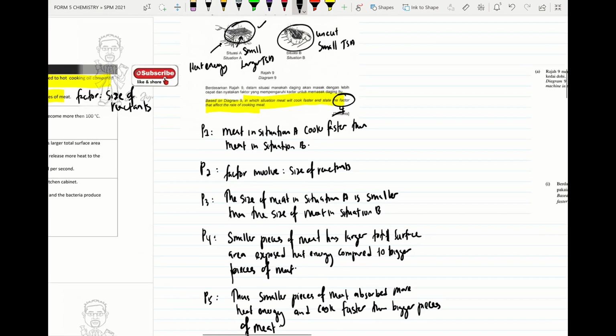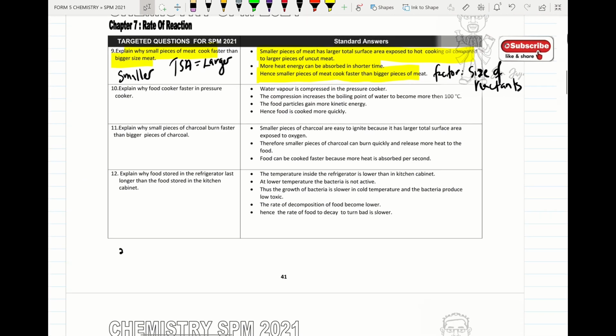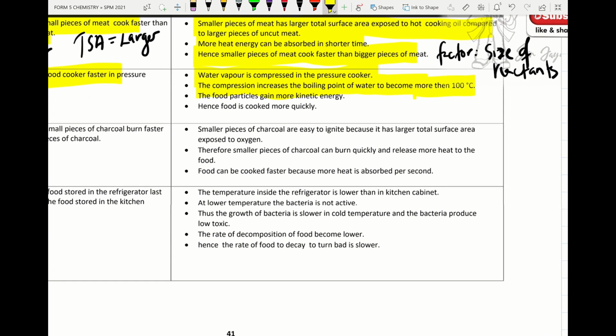All right, so we move on to the next question. Explain why the food in a pressure cooker cooks faster. Because the water vapor is compressed in the pressure cooker, the compression increases the boiling point of the water to more than 100 degrees Celsius. The food particles gain more kinetic energy, hence the food is cooked more quickly.